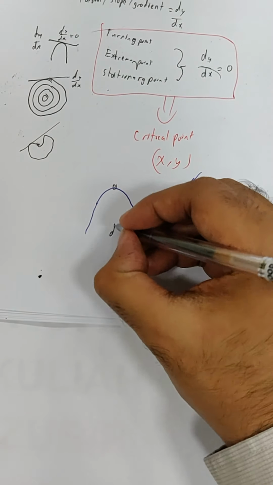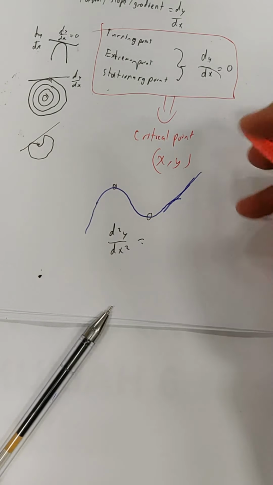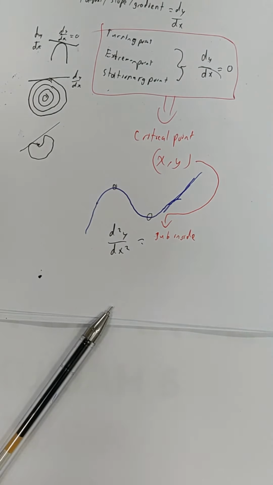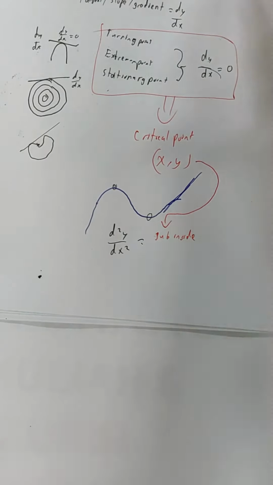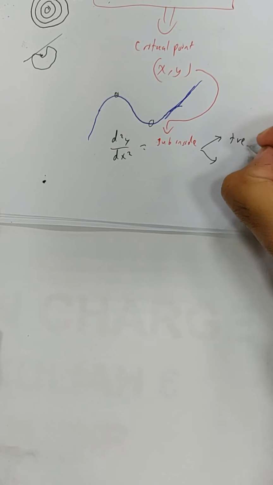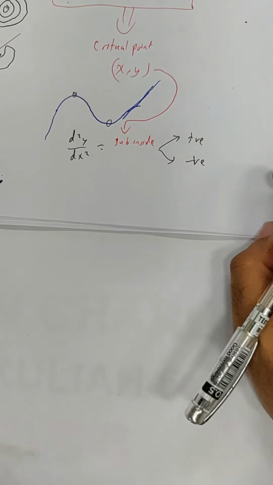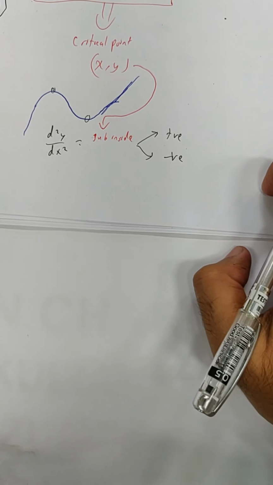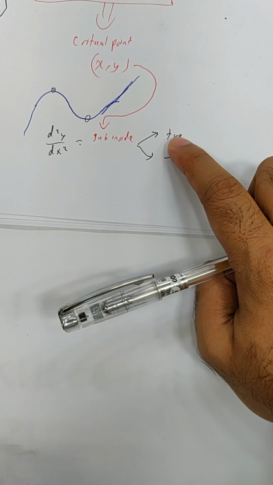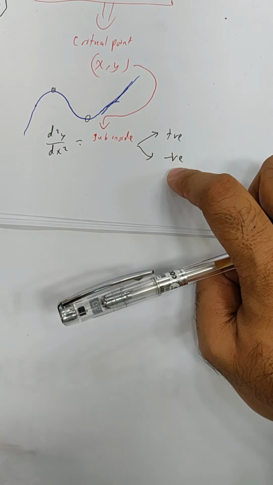That's the moment where you need to differentiate one more time, d squared y over dx squared, not equal to 0. Then you substitute the critical point inside here. Now you got your final answer, whether it's positive or negative. Now, how do you memorize which one is minimum, which one is maximum? Positive is the minimum, negative is the maximum.